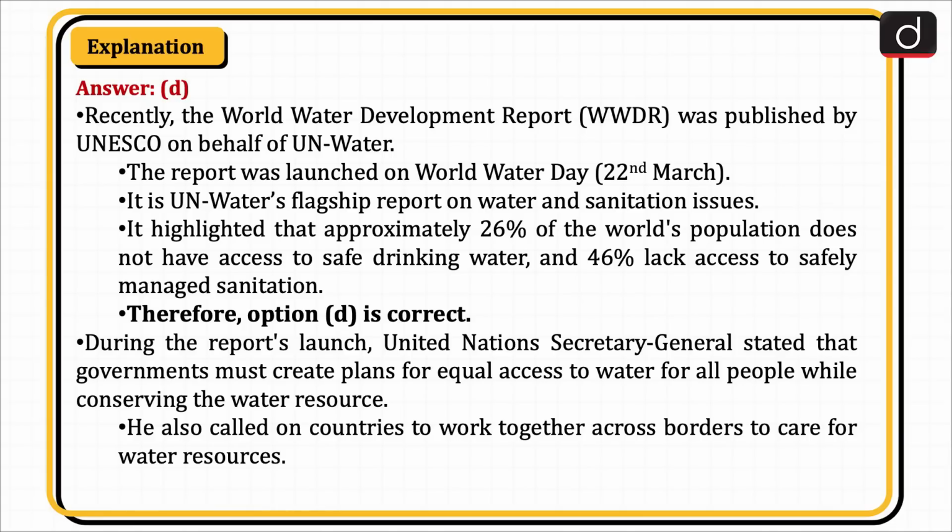During the report's launch, United Nations Secretary General stated that governments must create plans for equal access to water for all people while conserving the water resource. He also called on countries to work together across borders to care for water resources.